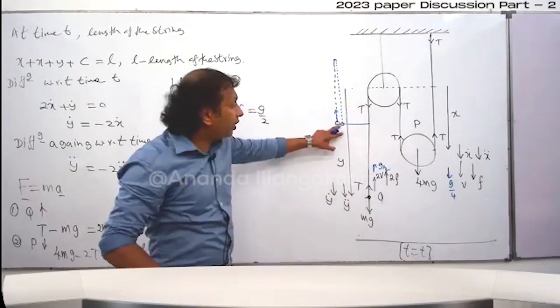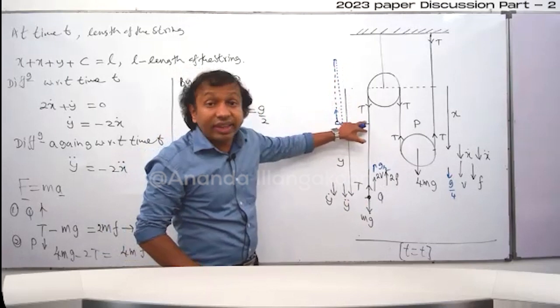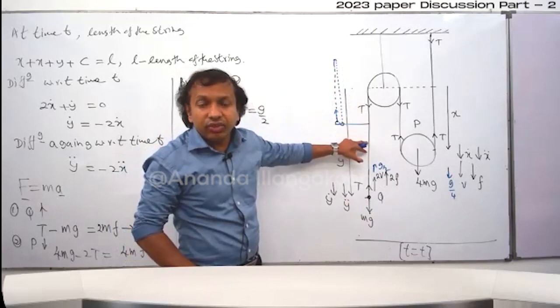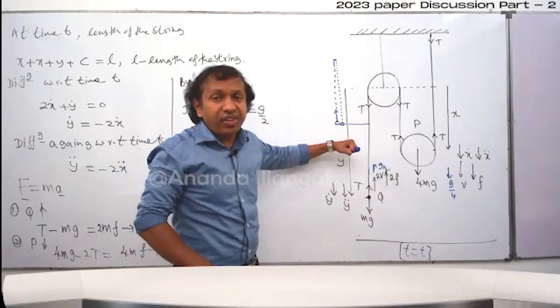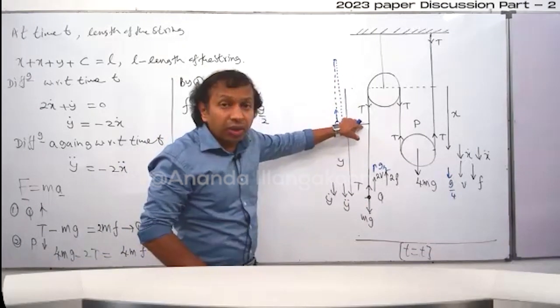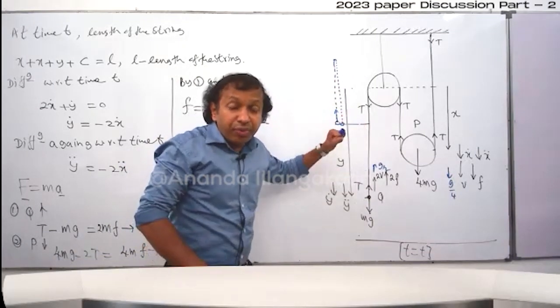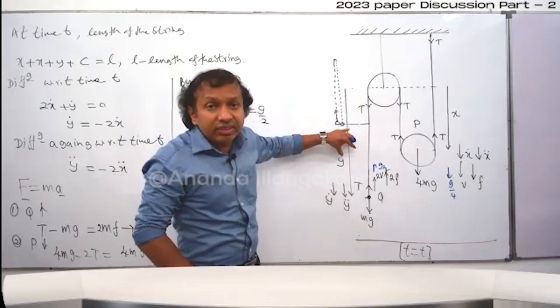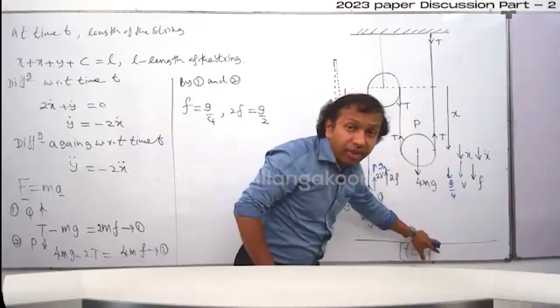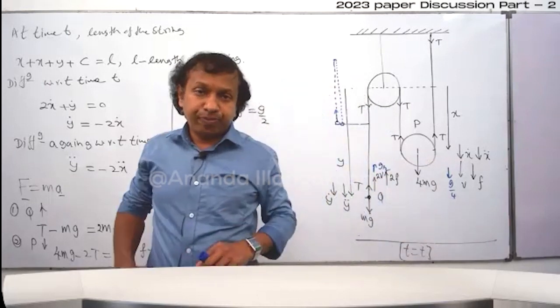When it comes back here, people, again what happens? The string gets taut. Suddenly, there will be a tension in the string, and then a sudden jerk in the system. After this moment, the particle Q begins to move down. Because of that sudden jerk, the stationary particle P on the ground also begins to move upward.